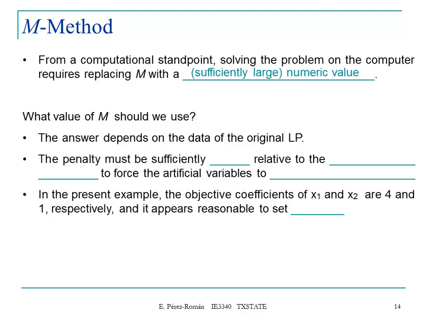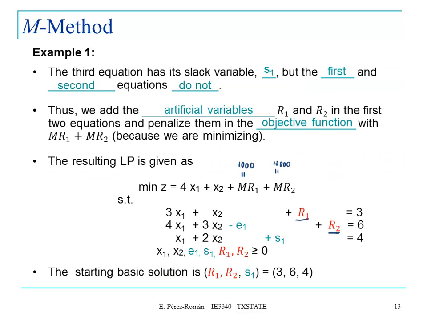The answer depends on the data of the original LP, but the penalty must be sufficiently large relative to the original objective coefficients to force the artificial variables to 0 in the optimal solution. Okay, so the penalty must be sufficiently large relative to the original coefficients to force the artificial variables to 0 in the optimal solution. So this m has to be large enough when compared to the coefficients of x1 and x2.